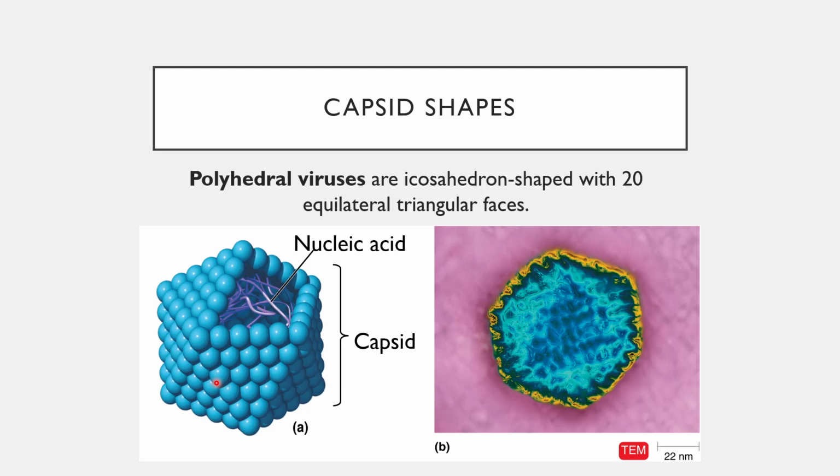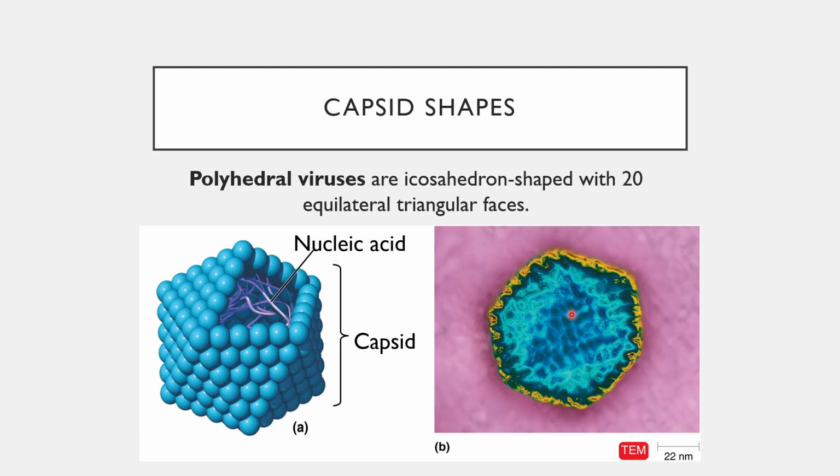And you can kind of see the structure of the icosahedron here in 3 dimensions, but when you're looking at a polyhedral virus under the microscope, it often just looks like a regular hexagon because you can't discern the three-dimensionality of those 20 equilateral faces, because all you can see is this basic hexagon shape.